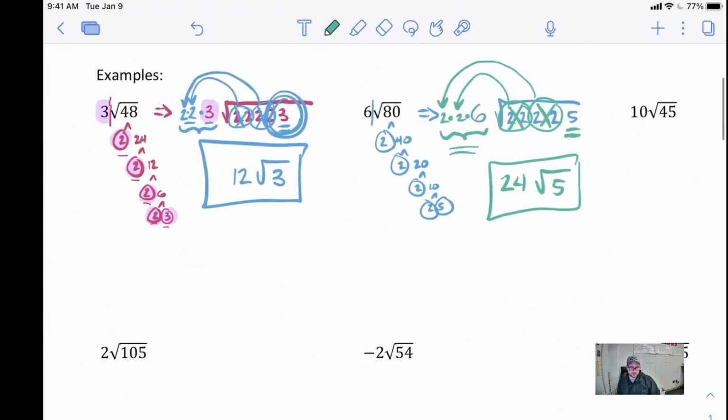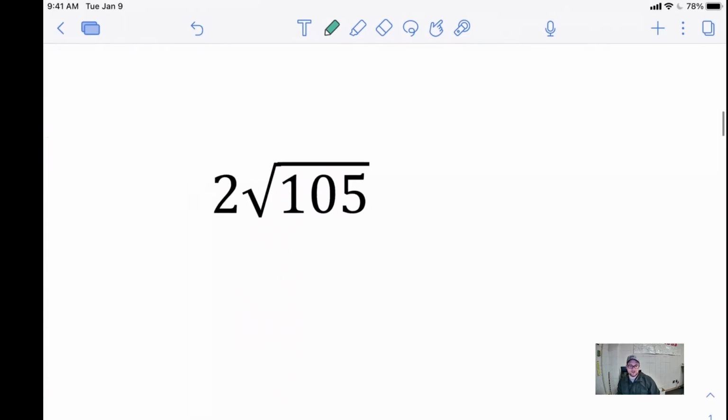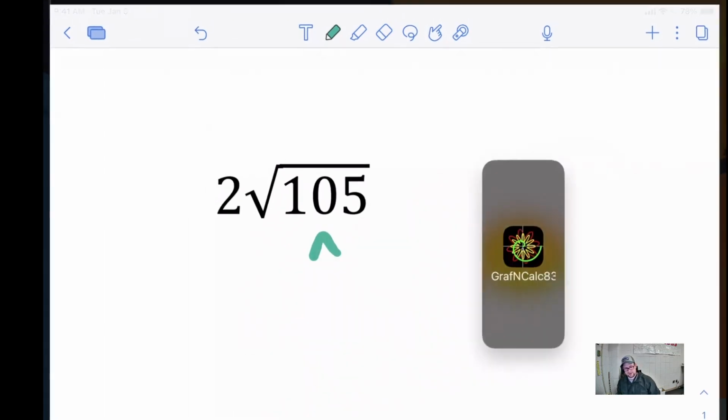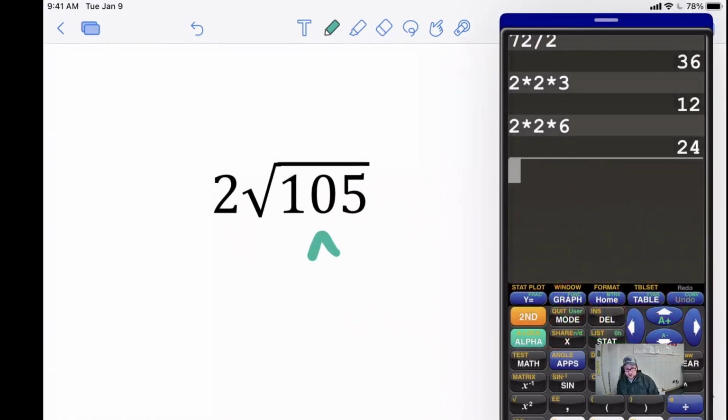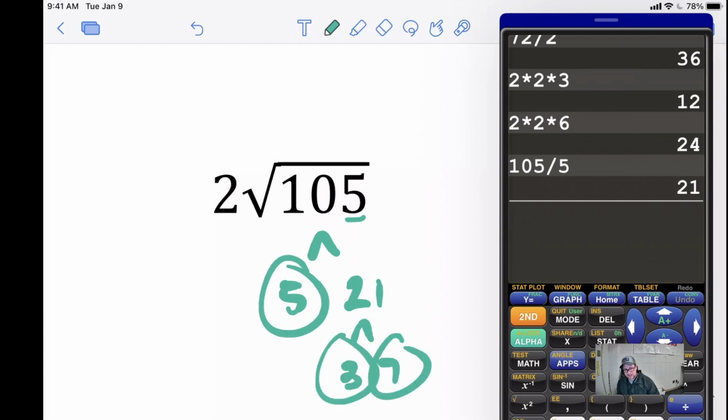I don't want to look at that 45. Let's do this one for a minute. 105. Now, 105 is a weird number, so I'm going to use a calculator just to help me out. So 105, I know since it ends in 5 that a 5 should be able to go in. So if I take 105 divided by 5, I'm going to have 5 going in 21 times. Now 21 is just 3 times 7. And none of these numbers break down any further.